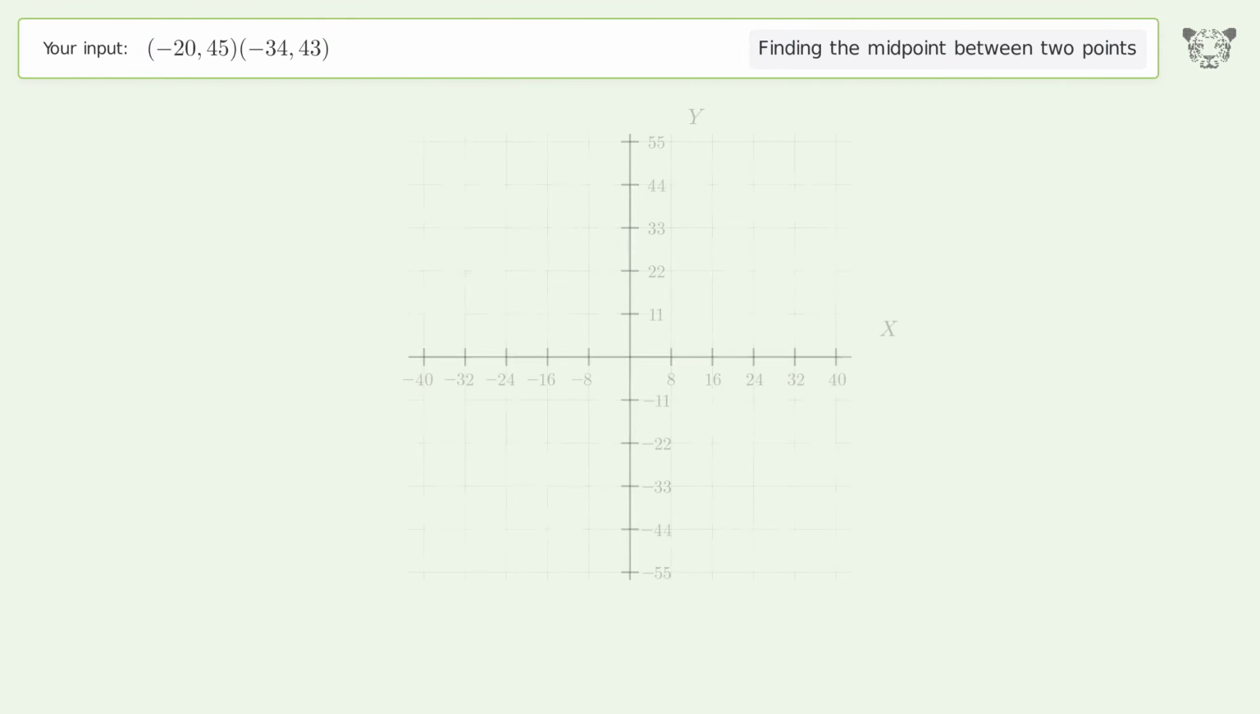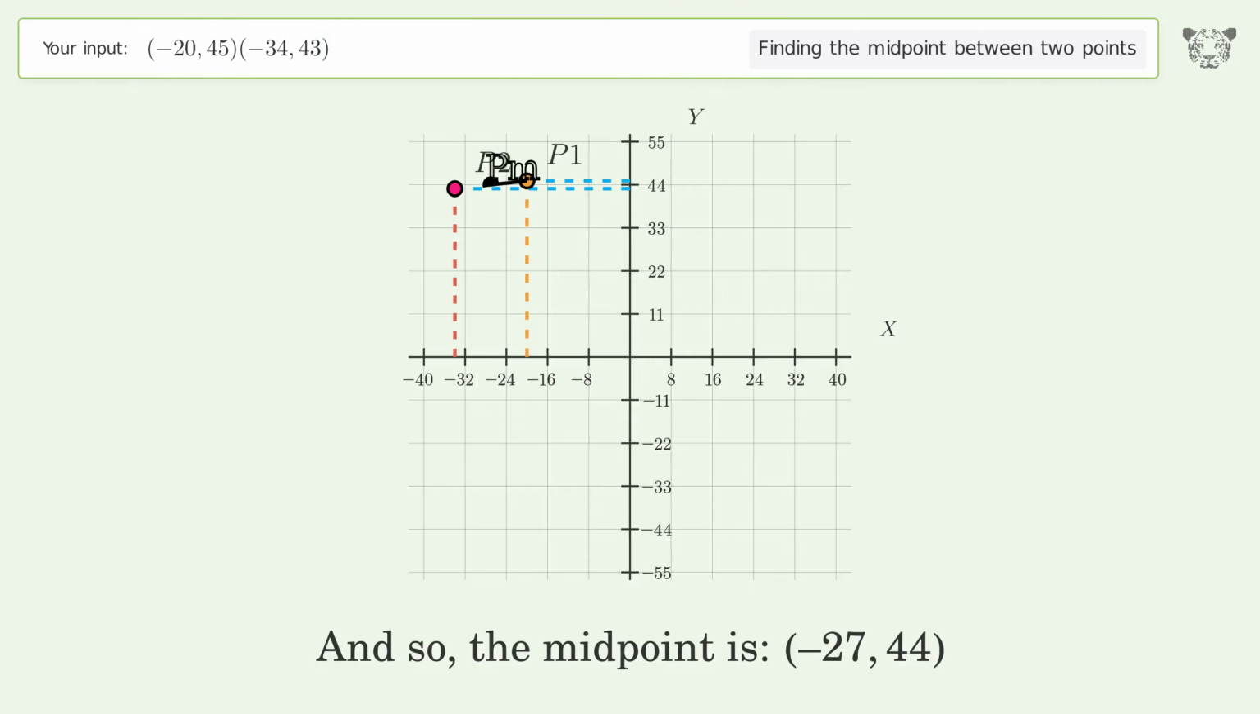And so, the midpoint is negative 27, 44.